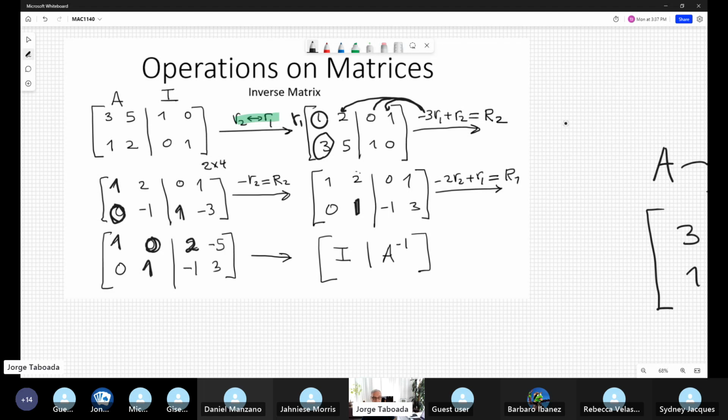And finally, -2 times 3 is -6, and -6 plus 1 is -5. And you see how magically it's science fiction. This is the identity matrix, dimension 2, and this is my inverse matrix of the original matrix. Okay, I gave it using the formula, but this is another procedure.